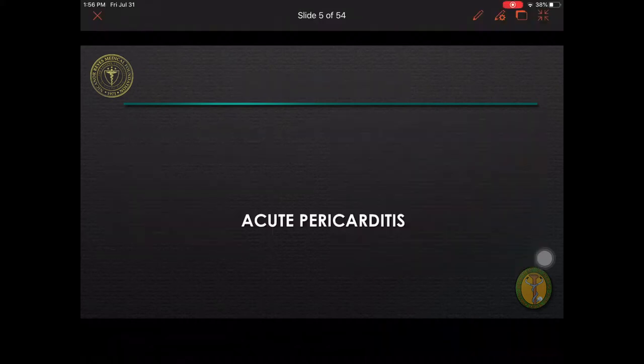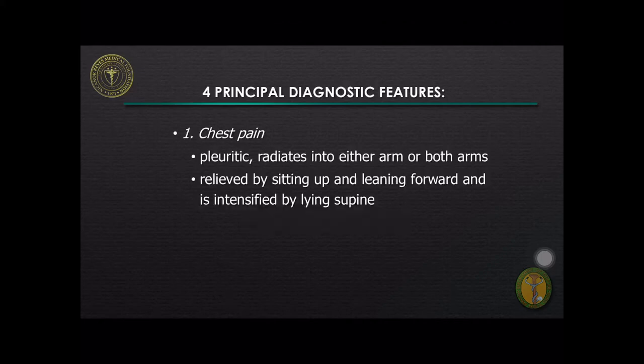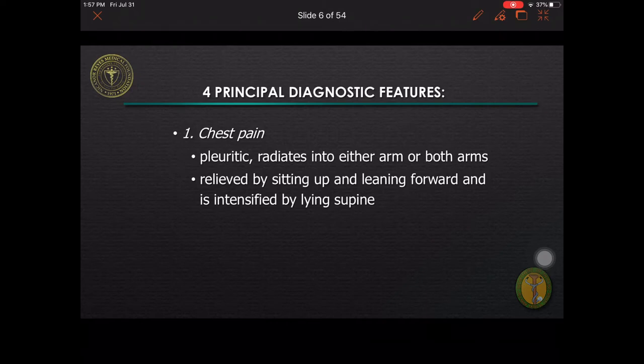Acute pericarditis is the most common pathologic process involving the pericardium. It has four principal diagnostic features: chest pain, pericardial friction rub, ECG changes, and pericardial effusion. Chest pain is described as pleuritic, radiates into either arm or both arms. It is relieved by sitting up and leaning forward and is intensified by lying supine.